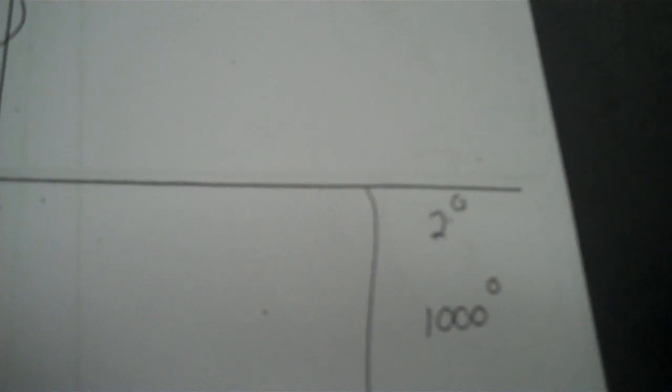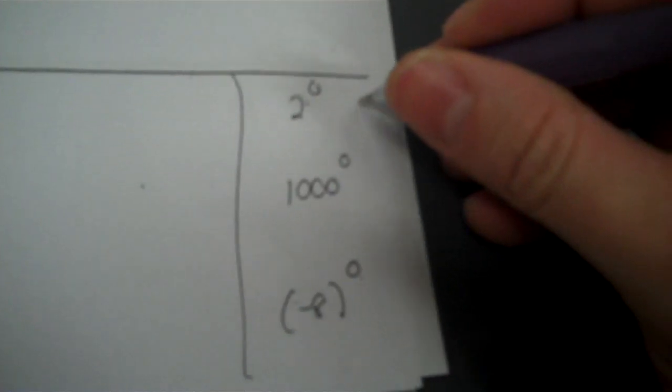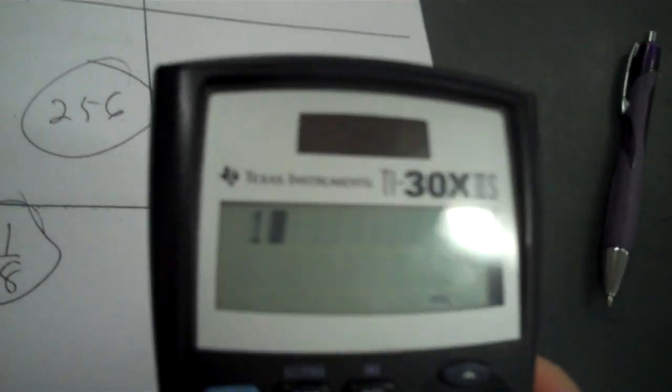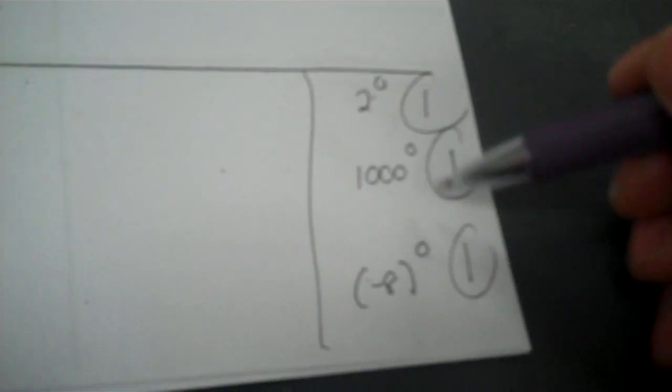Now, another basic property is when it's to the power of 0. You're like, that don't make any sense. 2 to the power of 0 is 1. 1,000 to the power of 0 is 1. Negative 8 to the power of 0 is 1. So I think it's 1. Every time you have a 0 power, it's 1.